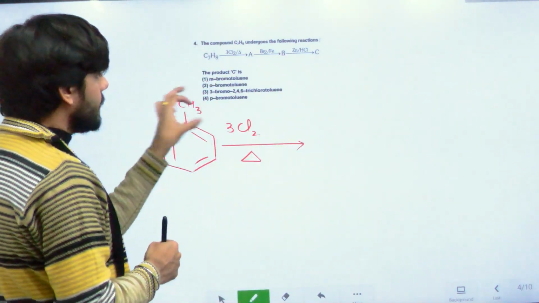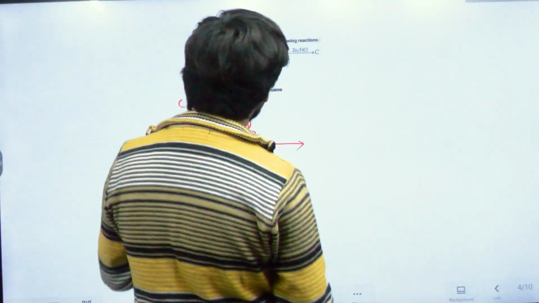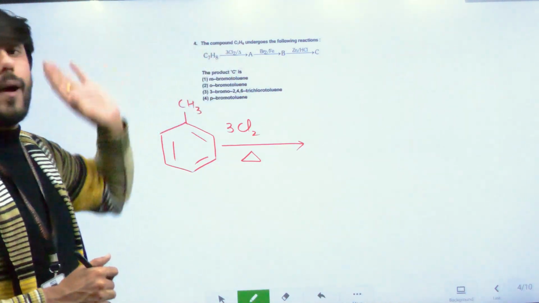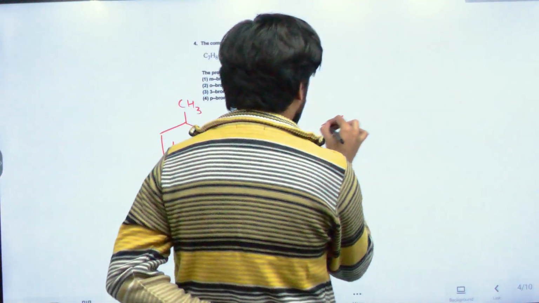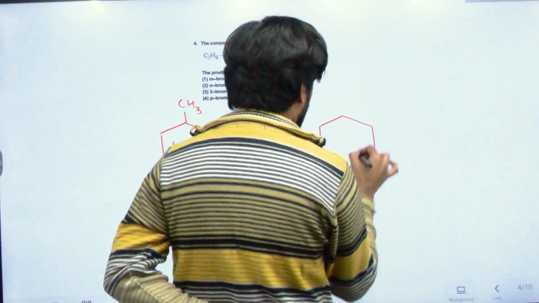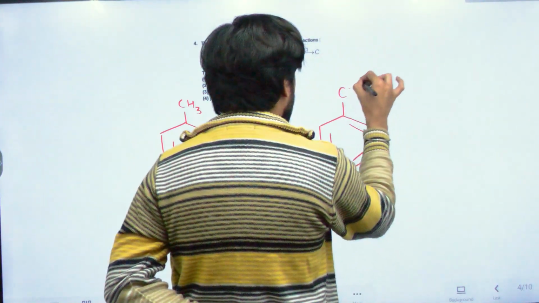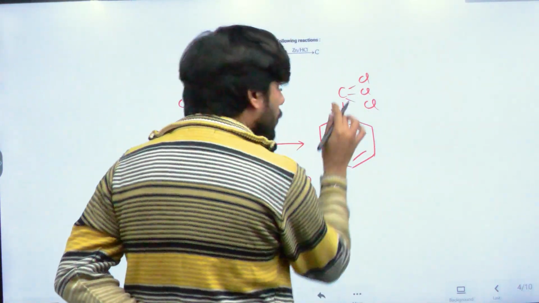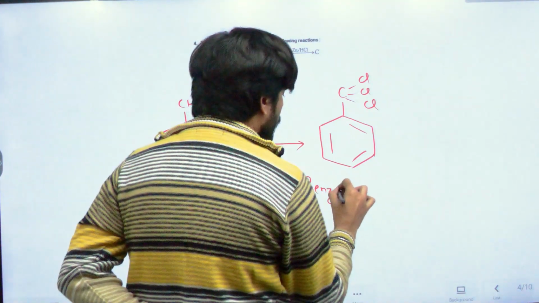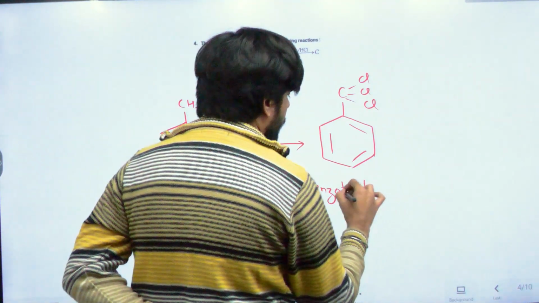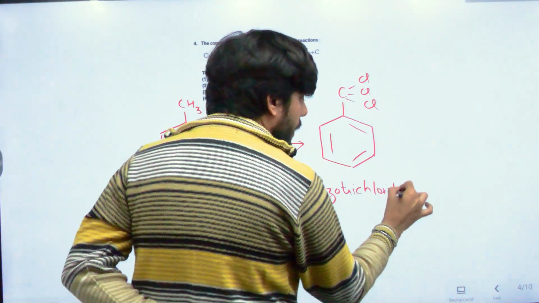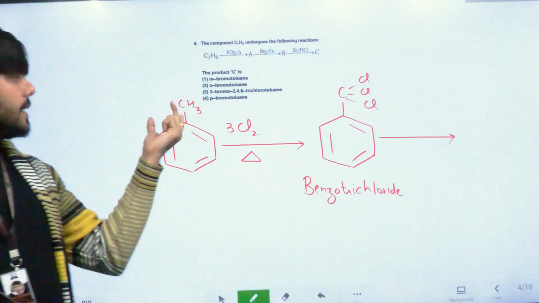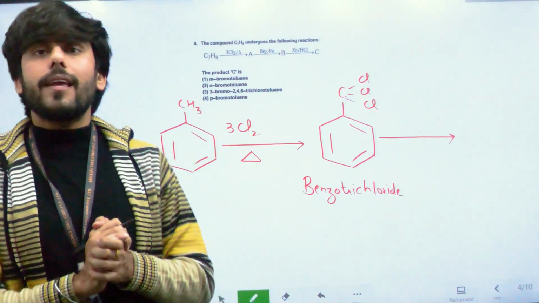So basically, this is for side chain. And 3 times chlorination means that the 3 H of this CH3 are replaced by chlorine. So we are having something of this sort. Now, what is this? This is benzo trichloride. Now, we know that in toluene, CH3 group is ring activator.